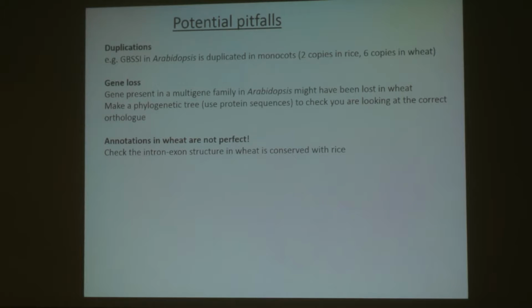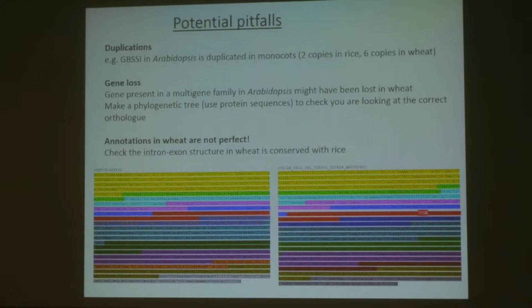The other thing to mention is that the annotations in wheat, so the gene models, are not perfect. So we tend to check that the intron-exon structure in wheat is actually conserved with rice. When you look at the 2 gene models side by side, you'd expect to get exons which are identical in length.